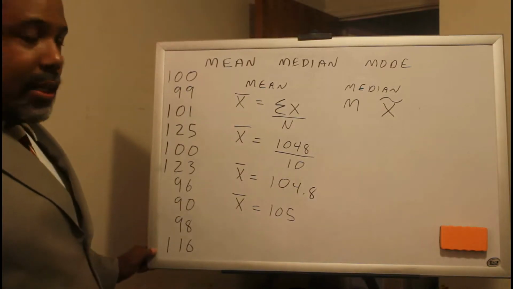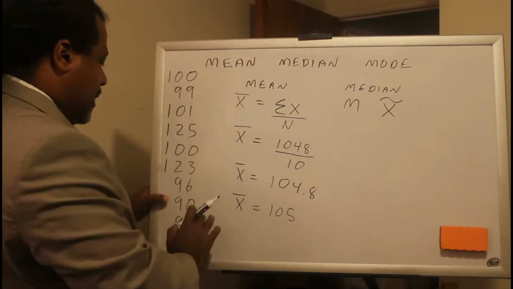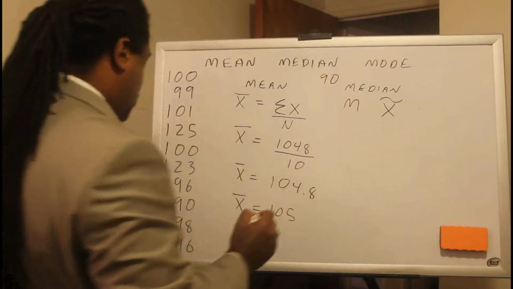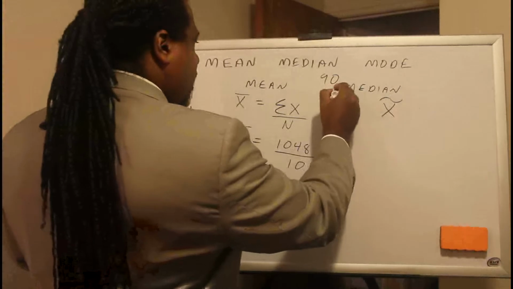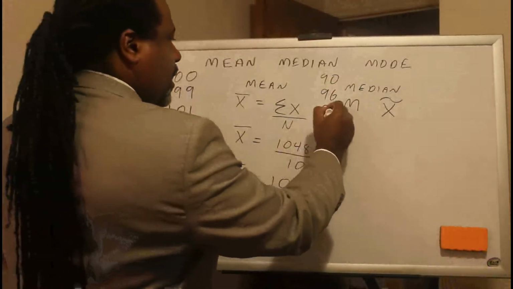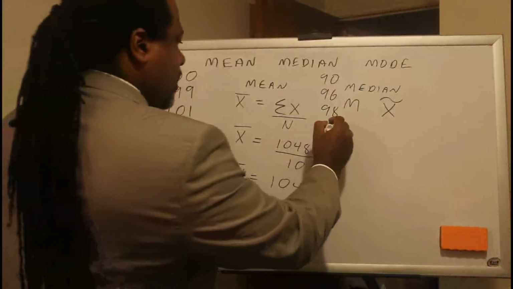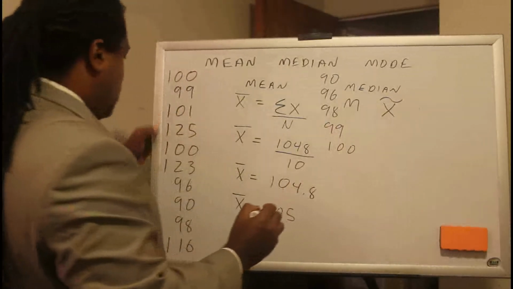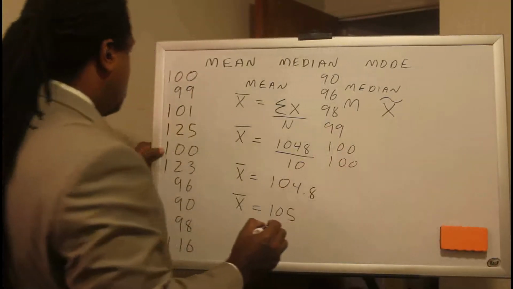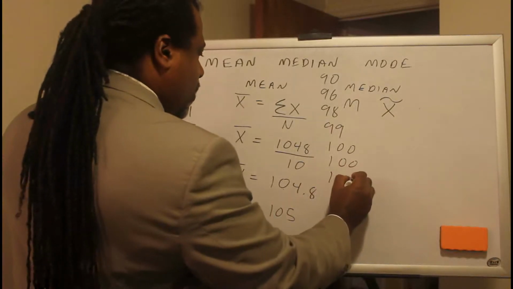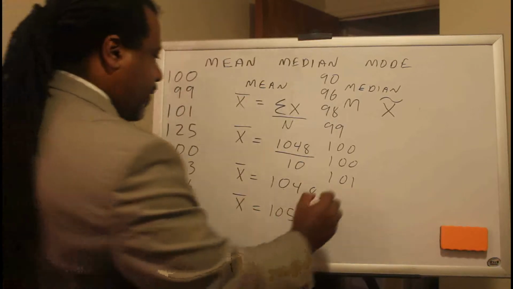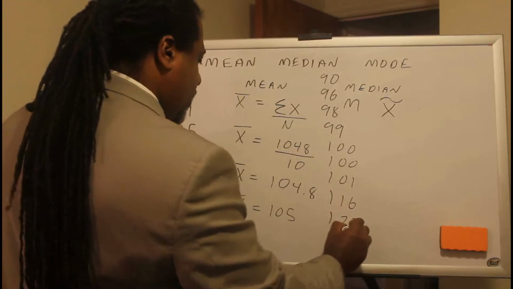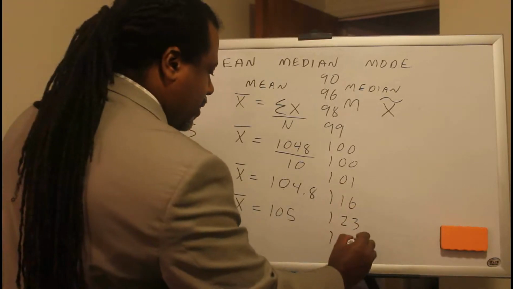So we're going to take these values and we're going to reorder them from least to greatest. Okay, so as I look through, I see that my lowest value is 90. Then I have 96. Then 98. Then 99. Then I have 100. I have 100 again. I've got 101. I've got 116. I have 123. And finally, I have 125.